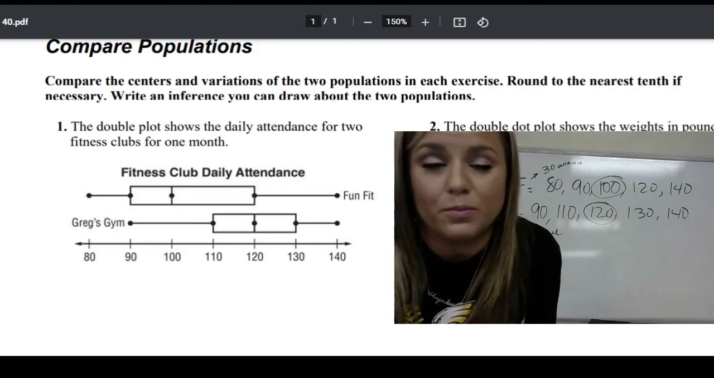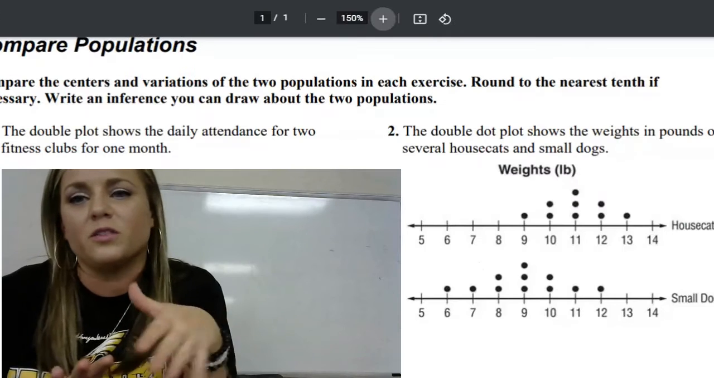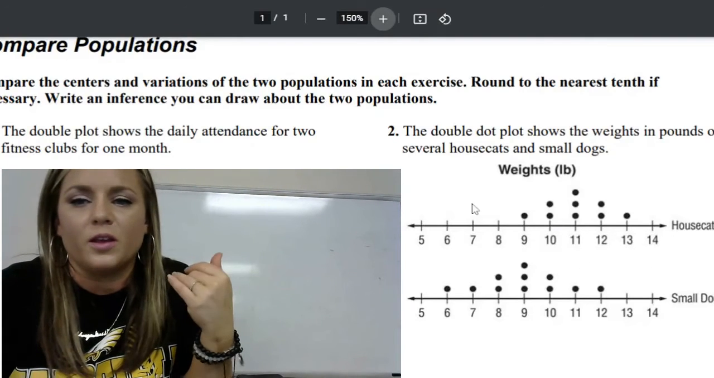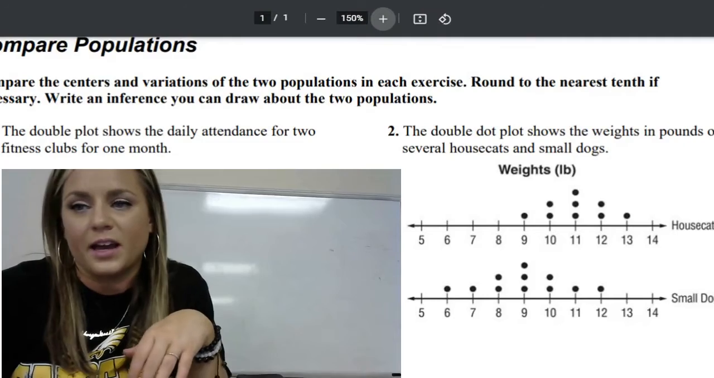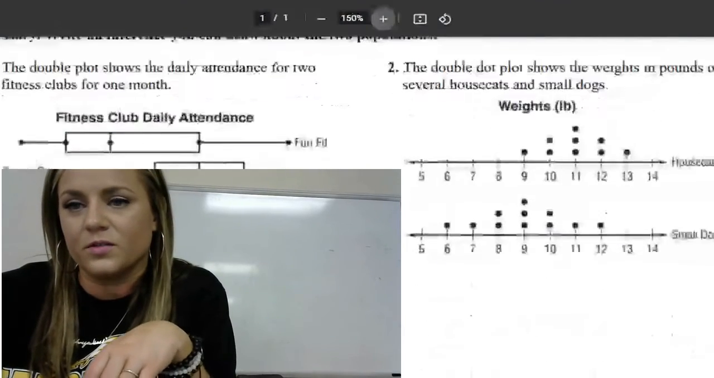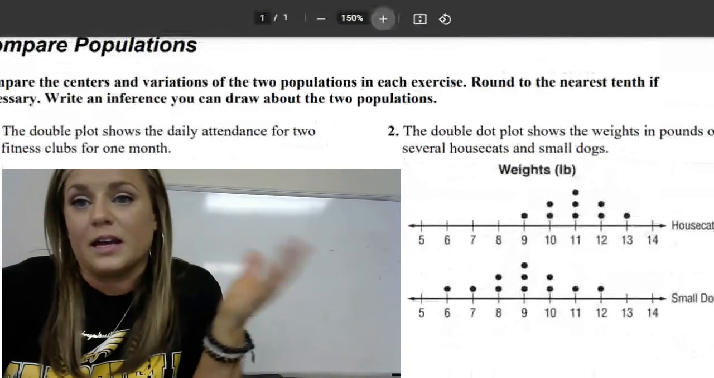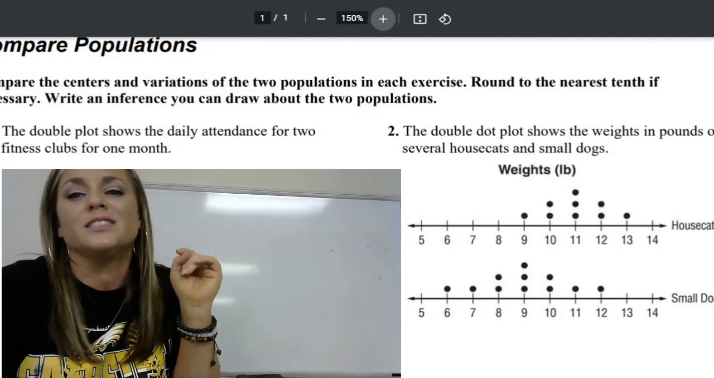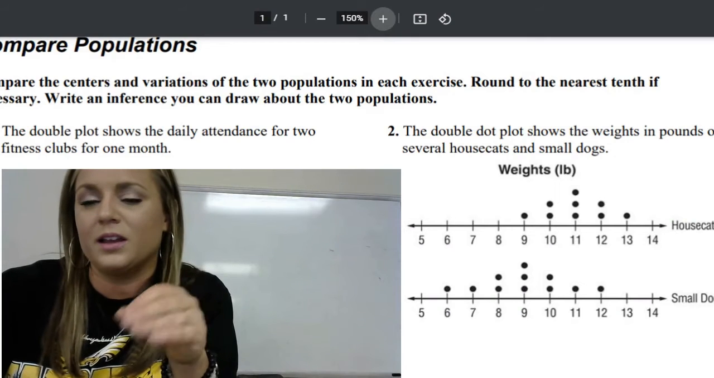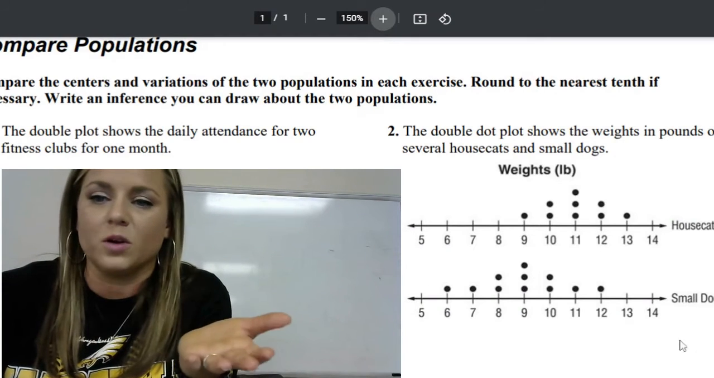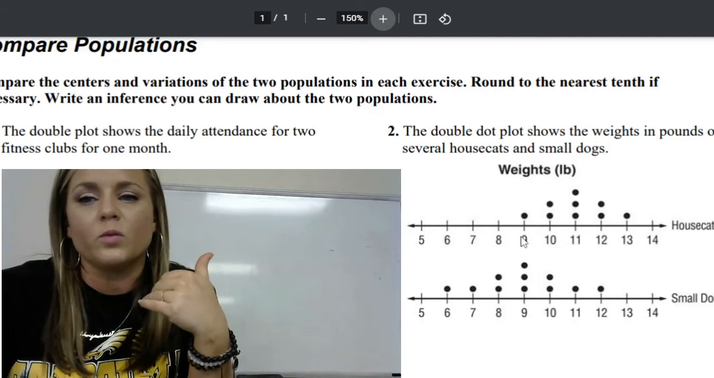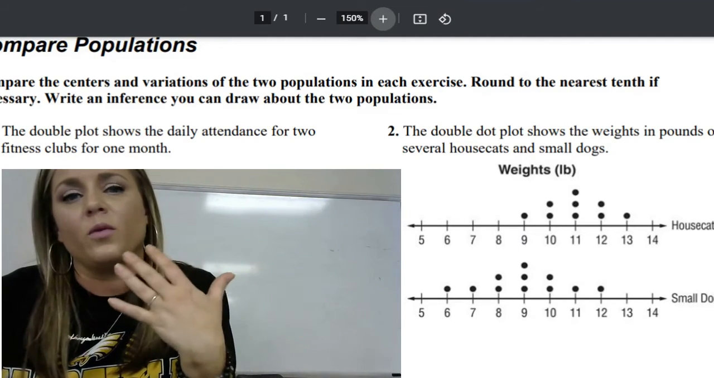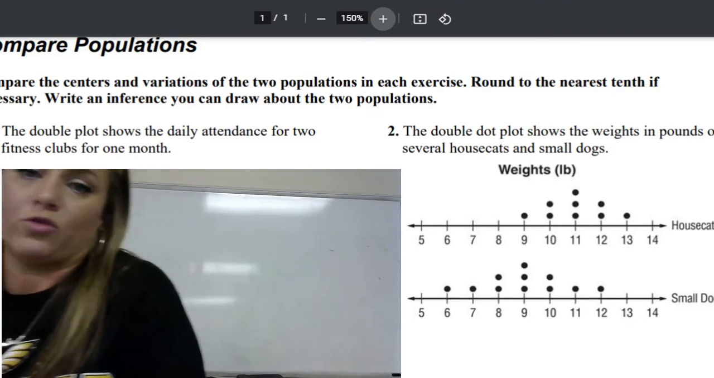We're going to do dot plots next. This part is going to be confusing when we find the center of variation for the number 2. So let's look at this. And I actually just taught this to 8th graders and 7th grade honors this week, or last week for y'all. Okay, so number 2 says the double dot plot shows the weights in pounds of several house cats and small dogs. Okay, so this top one is house cats, and then we have small dogs. All right, so we want to compare their centers of variation, and then we want to write an inference about what we can draw about the two populations.